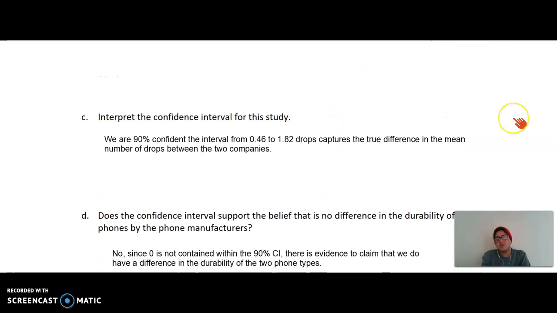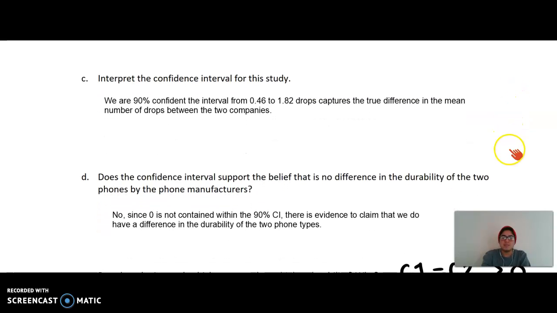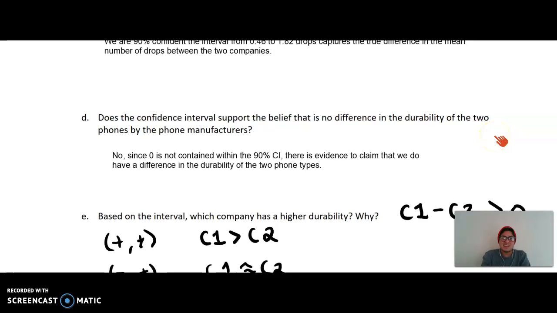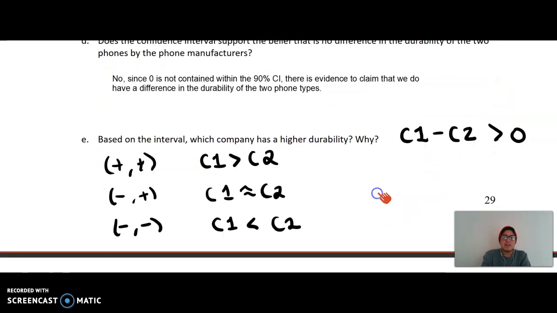In this interval, we are 90% confident the interval from 0.46 to 1.82 drops captures the true difference in the mean number of drops in the companies, testing their durability. Since 0 is not contained in this interval, there is actually evidence that we do have a difference in the phone types. And again, we have the situation. We did company 1 minus company 2.